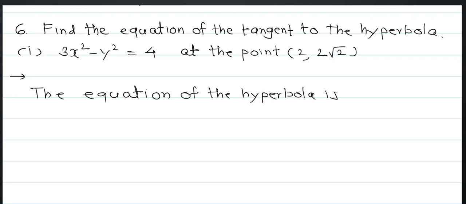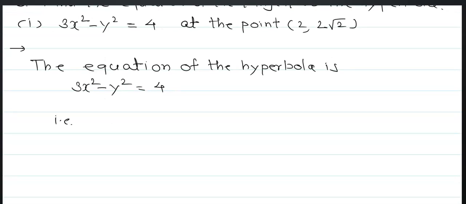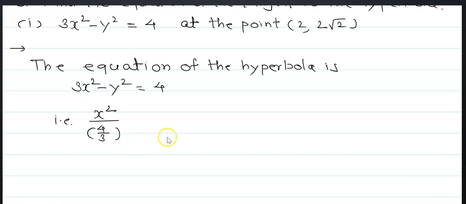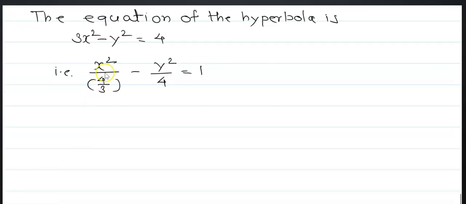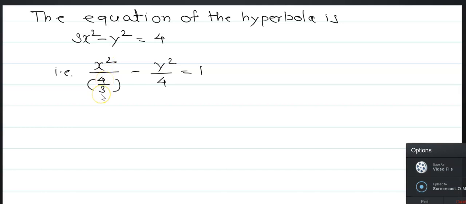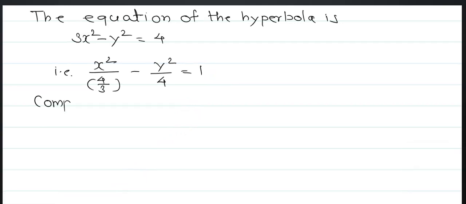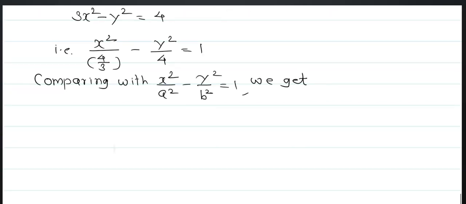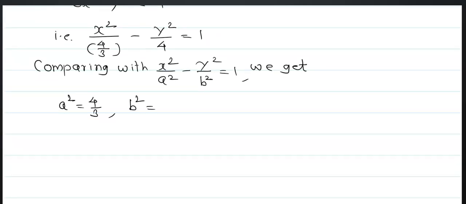The equation of the hyperbola is 3x square minus y square is equal to 4. Dividing on both sides by 4, that is x square upon 4 upon 3 minus y square upon 4 is equal to 1. Comparing with x square upon a square minus y square upon b square is equal to 1, we get a square is equal to 4 upon 3, b square is equal to 4.